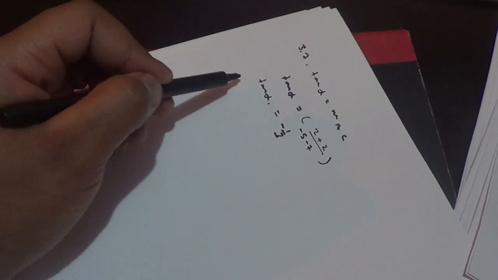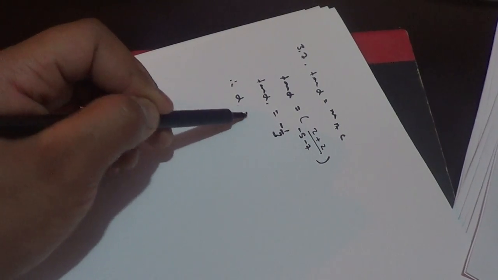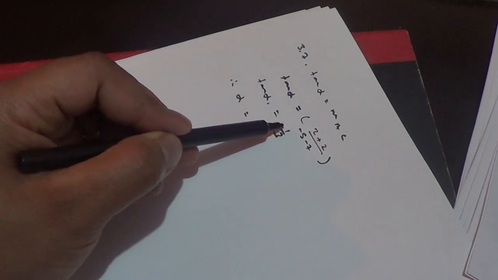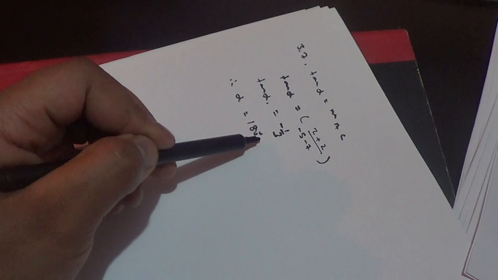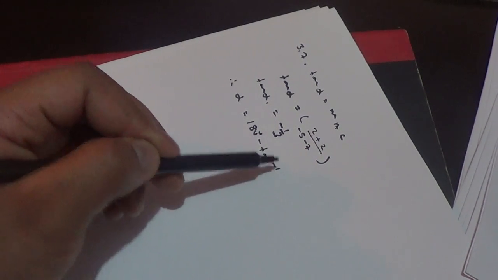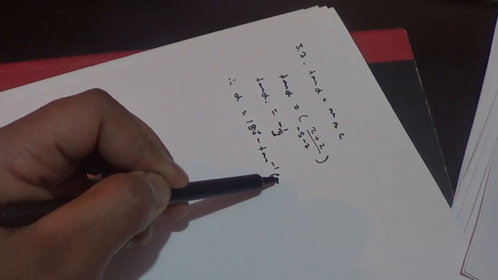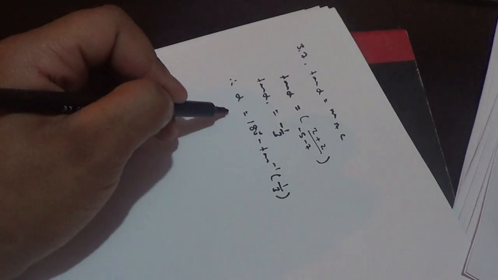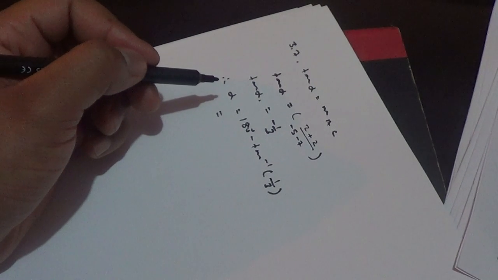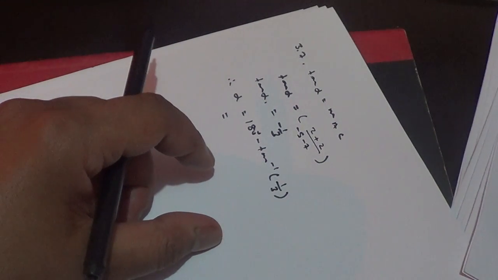Okay, not a problem. So we know that therefore our alpha is going to be in the second quadrant, so it's going to be 180 degrees minus shift tan inverse of a third. So here you're just going to write this third as positive. You have plenty of options here to do this.